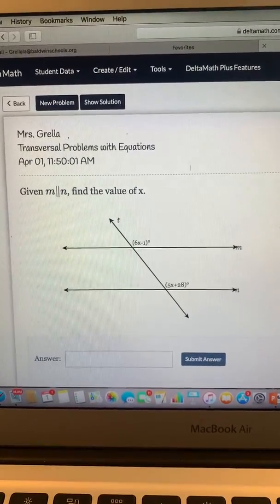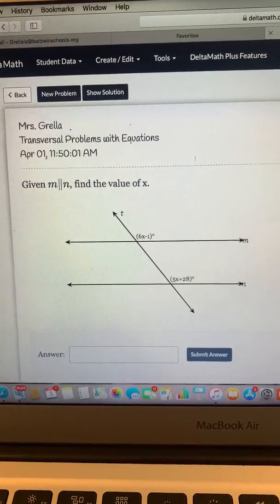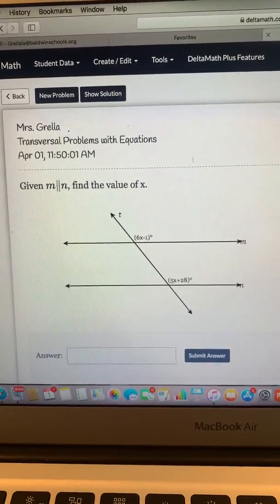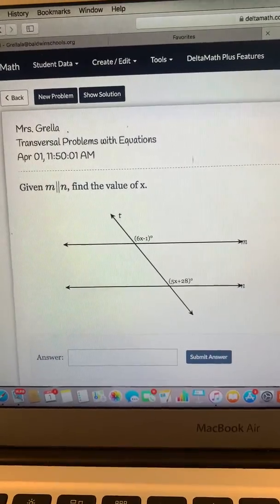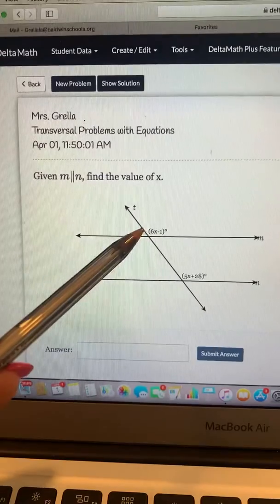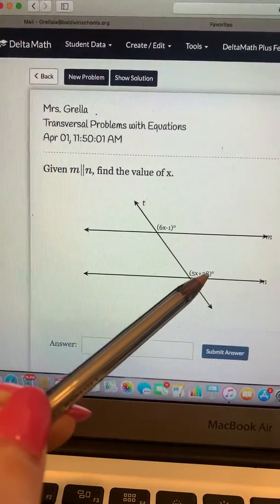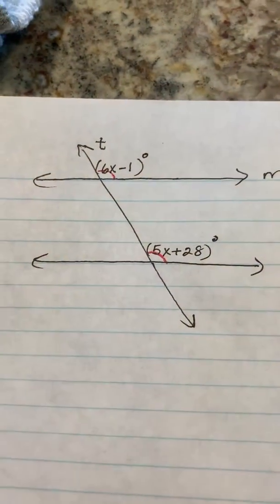I'm just going to show you another video of how to solve transversal problems with equations, kind of like what you have to do on your homework for Delta. So they're giving you two angles. The angle over here is 6x minus 1 degrees, and then the angle over here is 5x plus 28 degrees. So I've drawn the diagram over here.